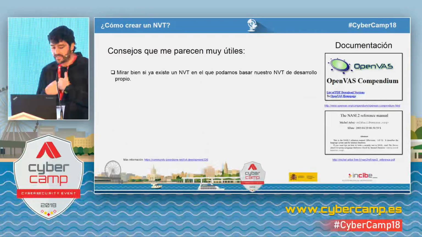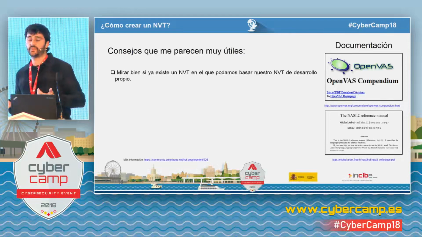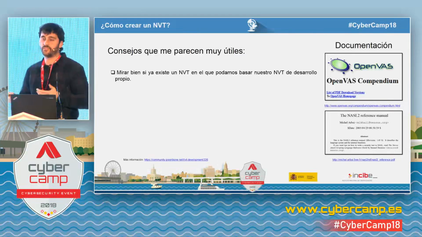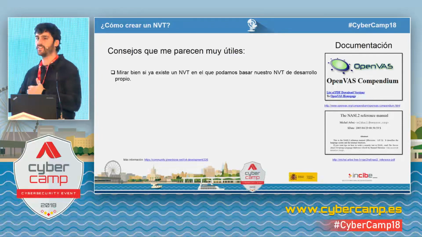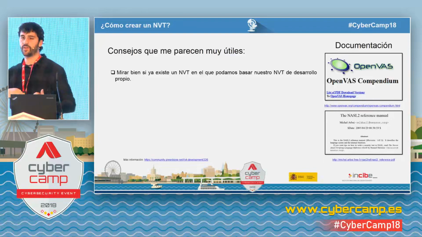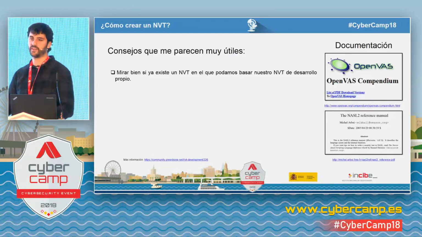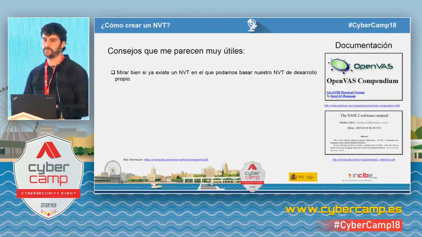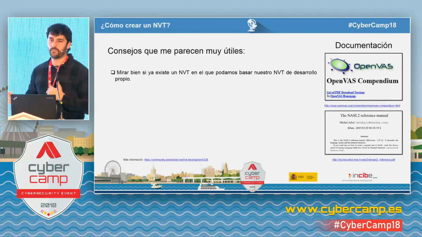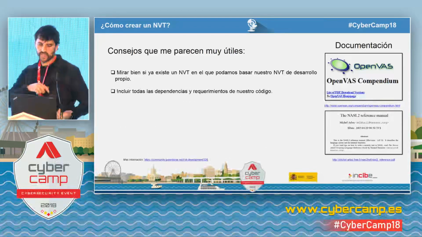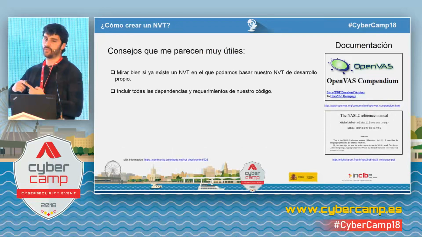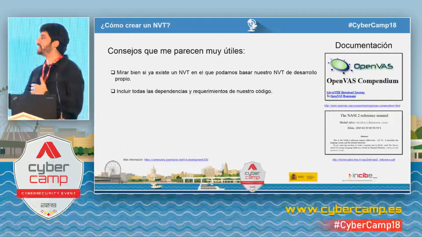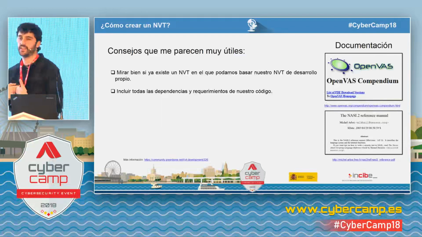So, useful tips. Check if there is an existing NVT. So you don't really want to waste your time. So if someone has developed an NVT, you may improve it with information in it so that you can create a second one, perhaps a more powerful one, or, well, a different NVT, drawing and building up on the information in NVT number 1. Then including all dependencies and requirements of our code.